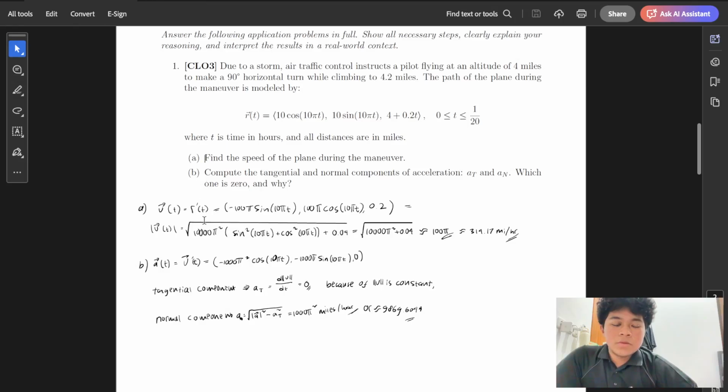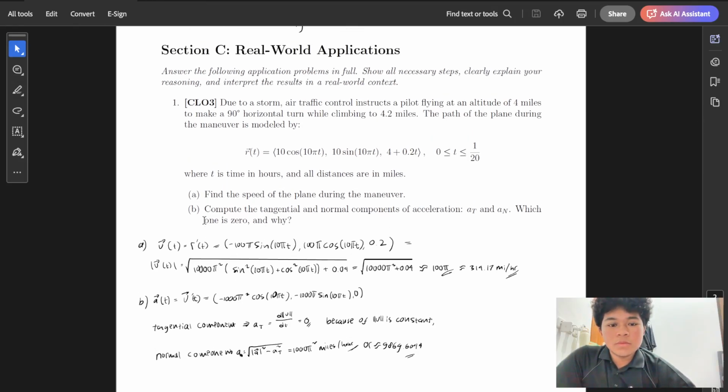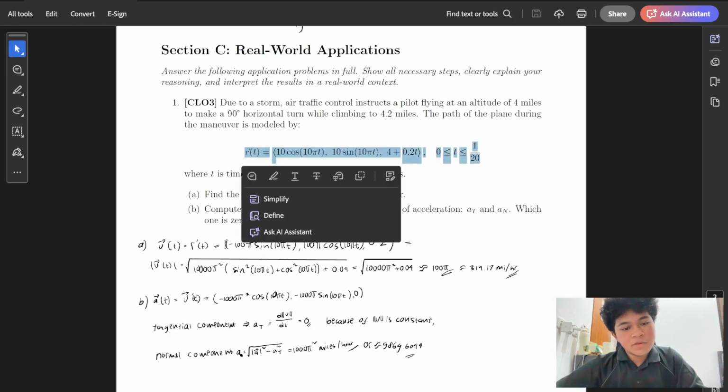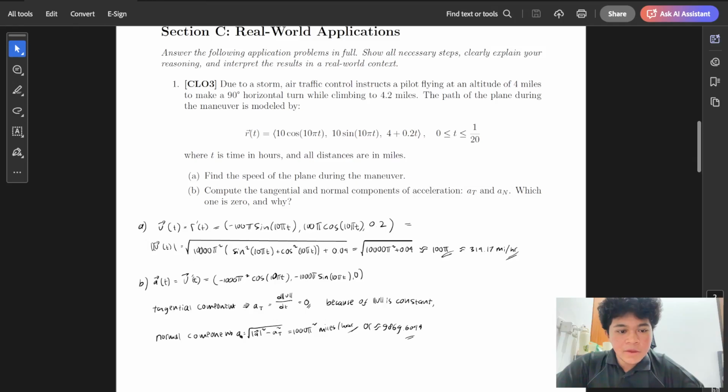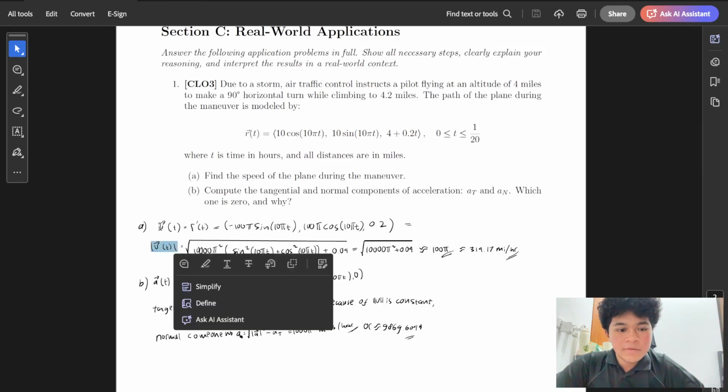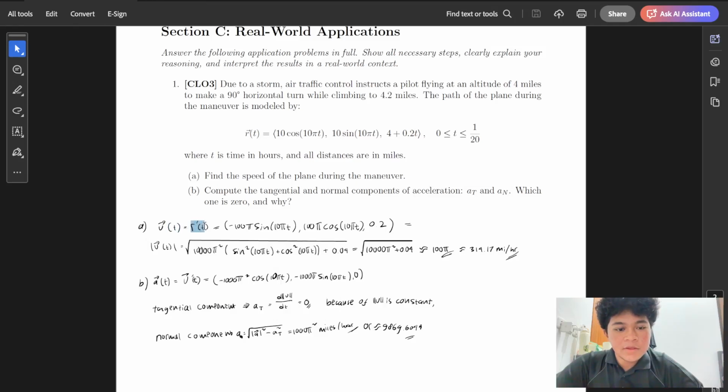So we have to find the speed, which is the magnitude of velocity, and the velocity itself is the first derivative of this function. So the first derivative of this function is this. We will get this. And after that, we have to find the magnitude of this function. Okay. After that, we will get this.